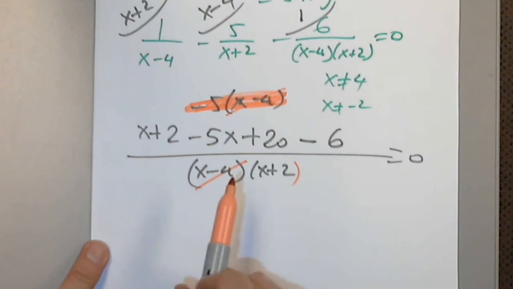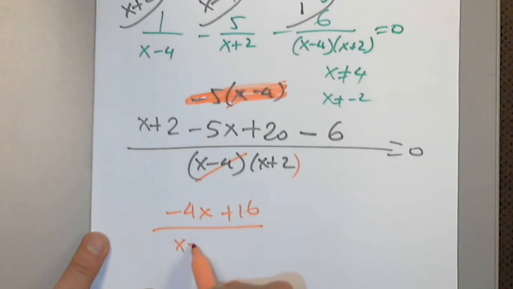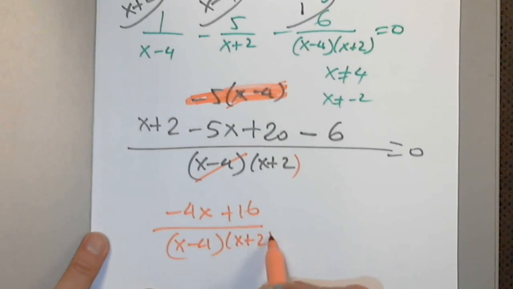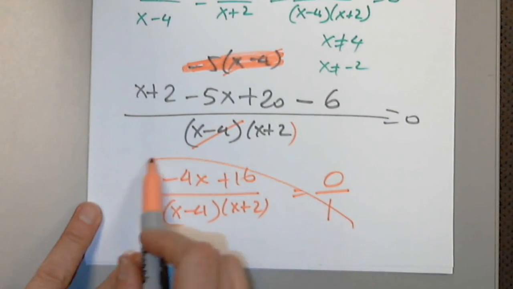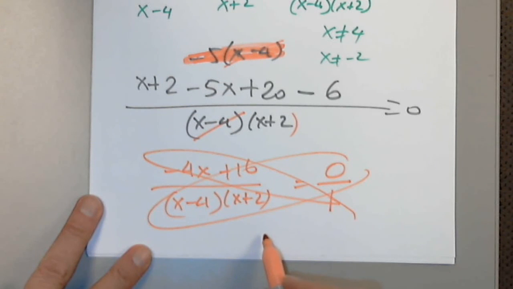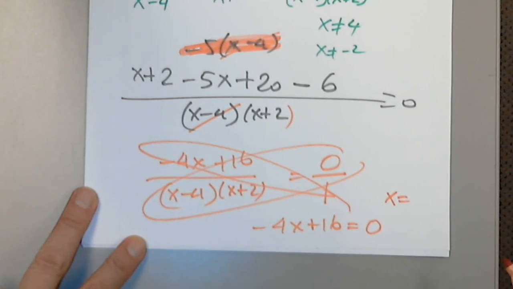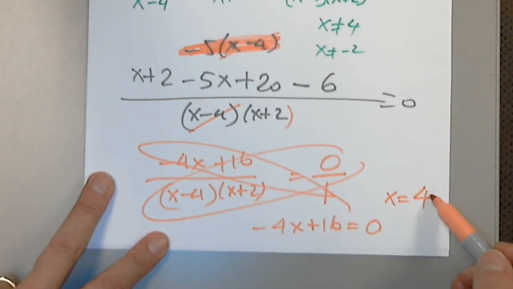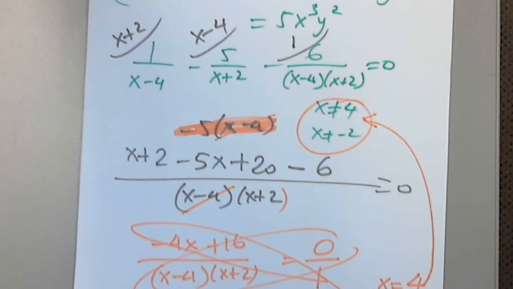So now next is combine like terms. The top is -4x, and this is 22 minus 6, which is positive 16. So it's 0 over 1. What do I do next? Awesome. What do I get? -4x plus 16 equals 0. Indeed. Move 16, divide by -4, and I get x equals 4. If I had forgotten to write that, I would have lost points.